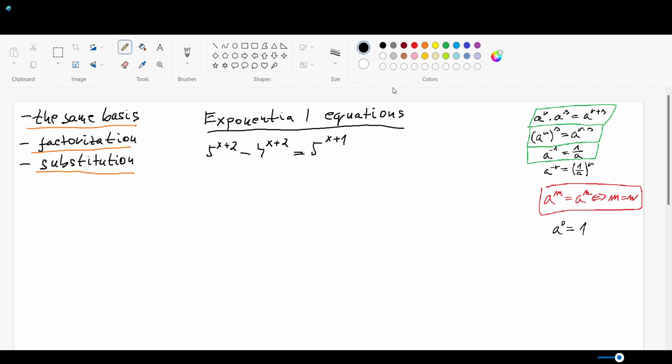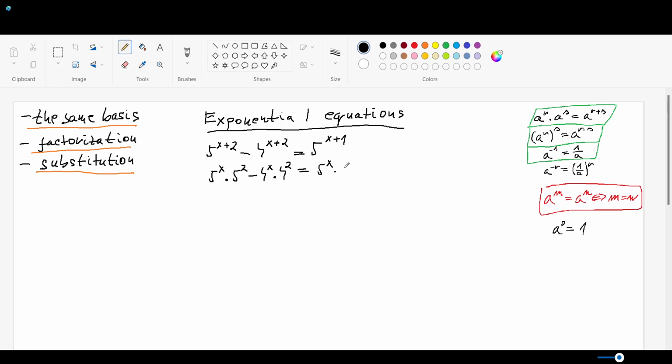Okay, if you see something like this, you maybe realize that we again do not have the same bases, but again, as I said in the previous example, you start to rearrange or play around with the expressions, and you will see if you can come to something you already know how to solve. So let's start. This can be 5 to the power of x times 5 to the second power, take away 4 to the power of x times 4 to the second power, equals 5 to the x times 5.